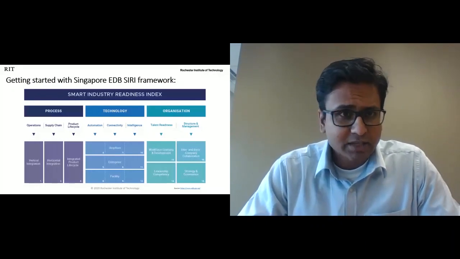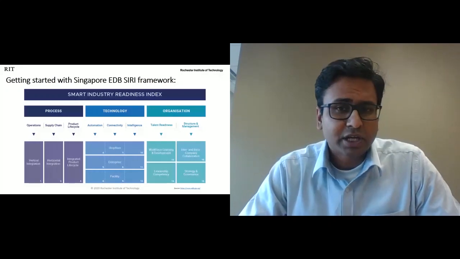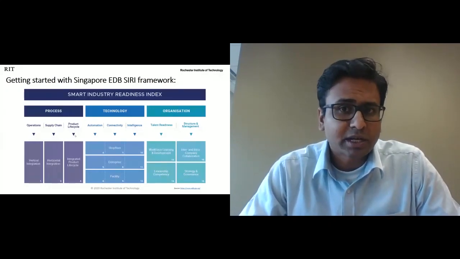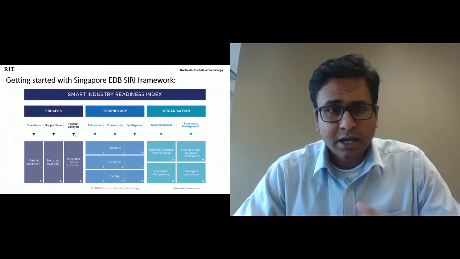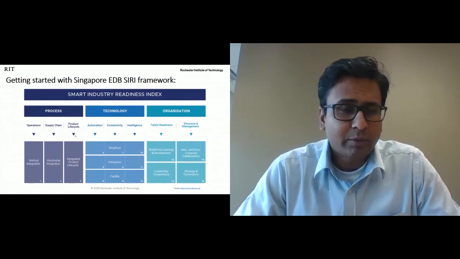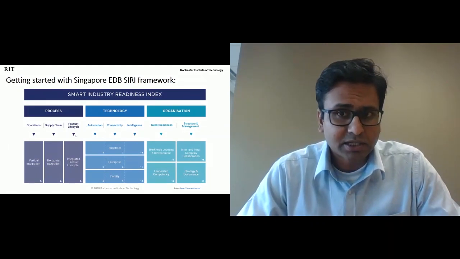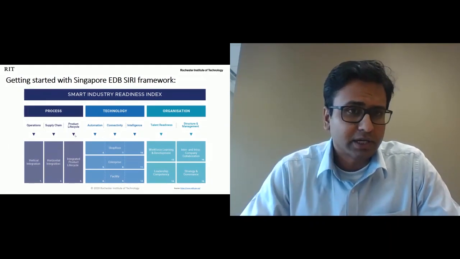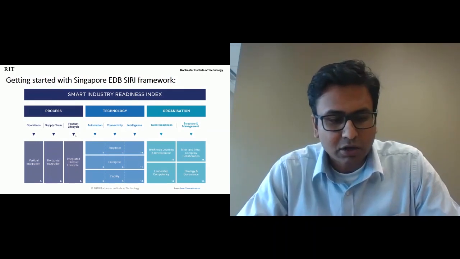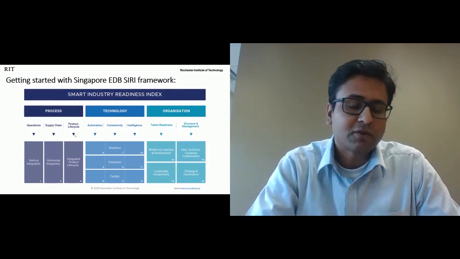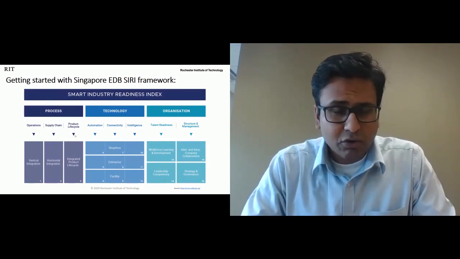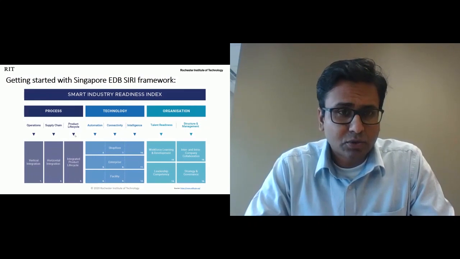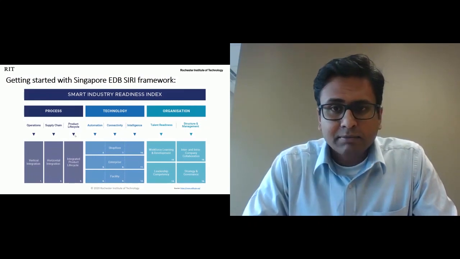The technology aspect is really the core of your value chain and how you're doing things. So automation, connectivity, intelligence, how much of the work is being done by machines, how connected these machines are, and how much intelligence are you driving from those connections. And the organization part of it is really related to how smart your workforce is to transition from Industry 3.0 to 4.0, and how is your structure around collaboration and leadership to sustain the benefits you might gain from Industry 4.0. Next slide, please, Ben.